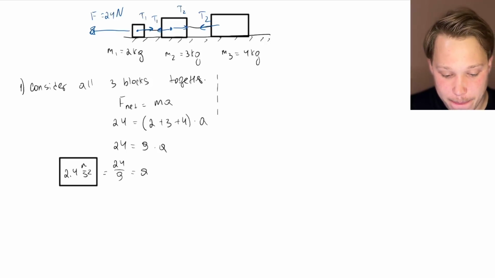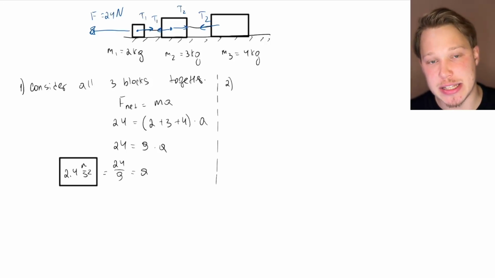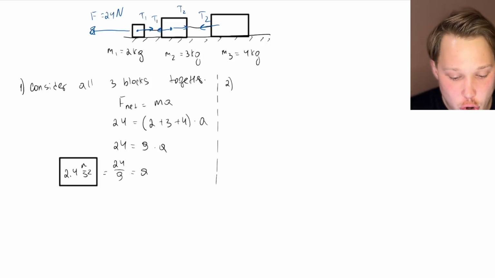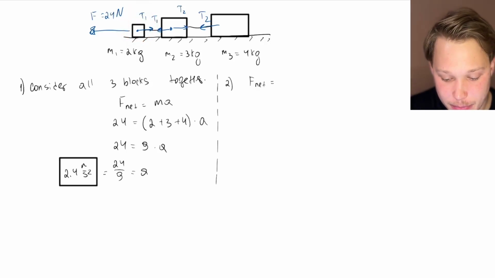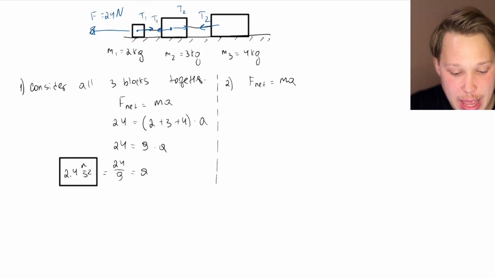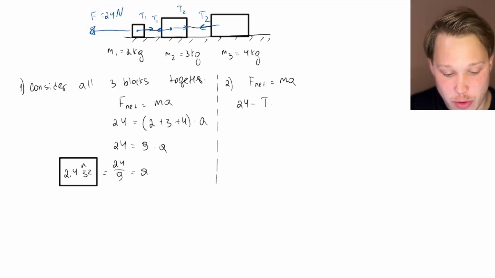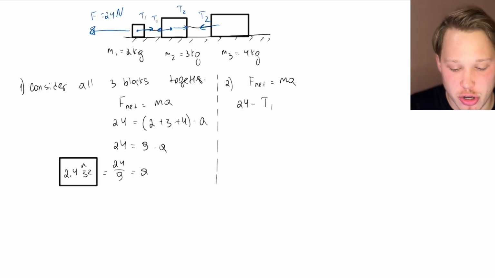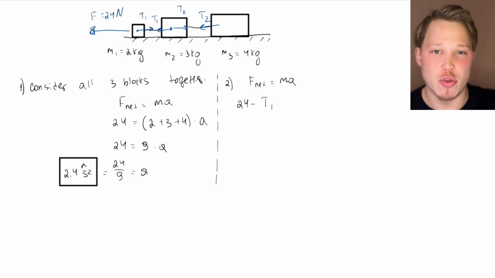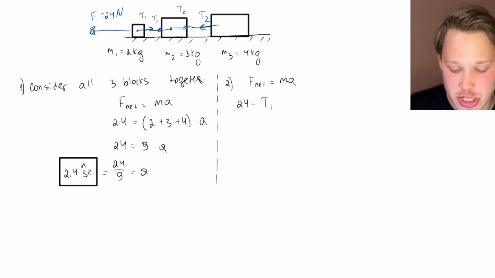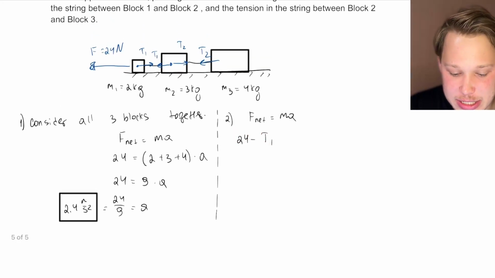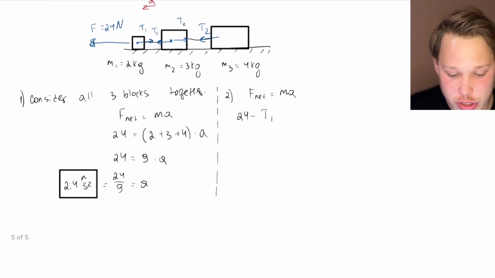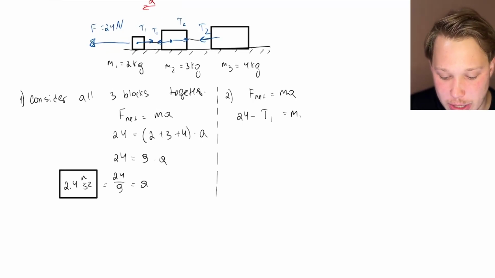So let me solve each of these blocks individually and consider them. The first block, right, will have a force of 24 newtons minus T1. In this example, since I started drawing the first block on the left, I'm just going to consider the left as being the positive direction. So 24 minus T1 in the opposite direction, because again, it's accelerating to the left, of course, is equal to M1 times a.